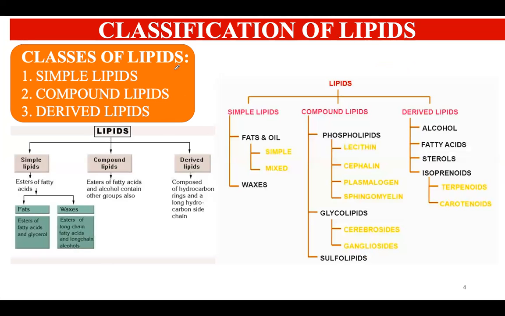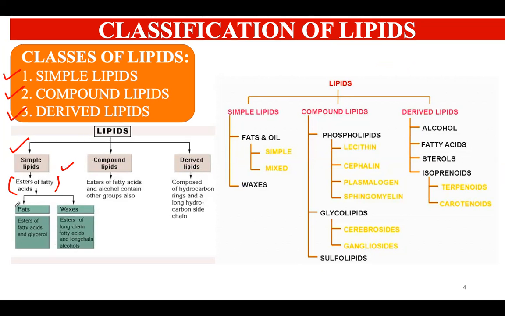Now, let us talk about the different classes of lipids. So there are three classes. First is simple lipids, then we have compound lipids, and we have the derived lipids. Simple lipids are basically the esters of fatty acids. As we have just seen what exactly a fatty acid looks like, if we make esters of those fatty acids, those are the simple lipids.